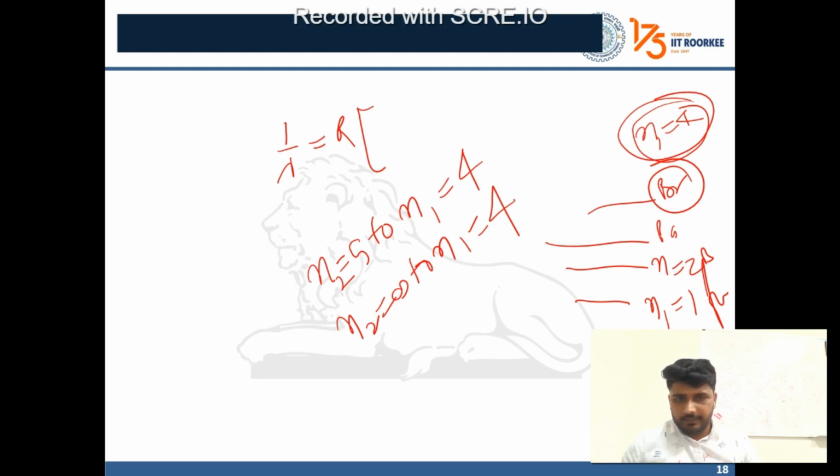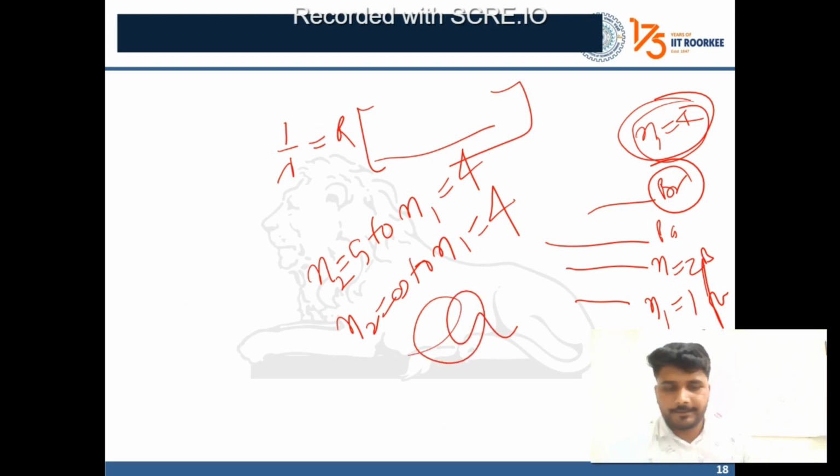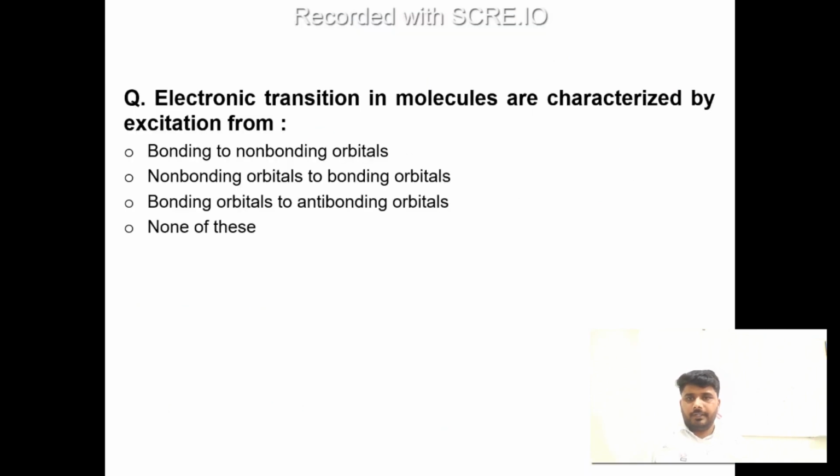Okay, so following the same procedure, you can easily calculate the ratio for this. The next question is: the electronic transitions in molecules are characterized by excitation from. Before doing this question, you should know what the bonding orbitals are and what the non-bonding orbitals are.